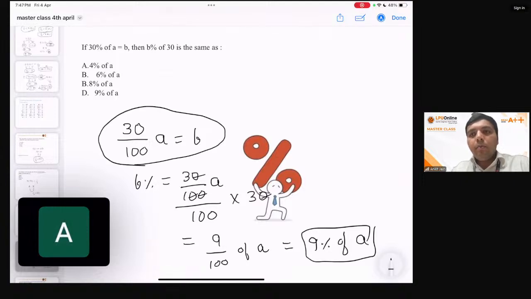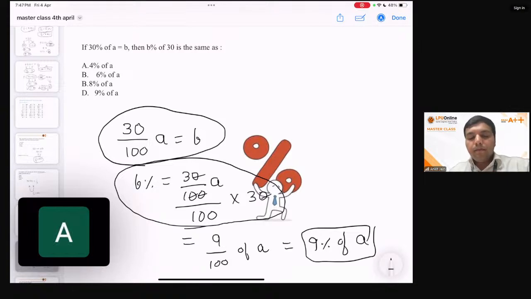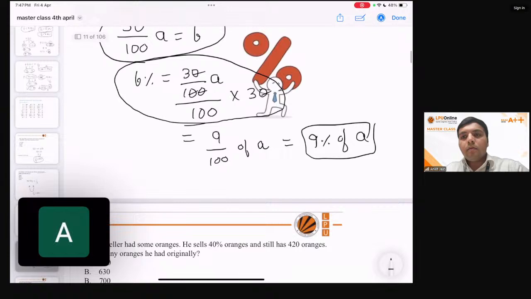B is this. For B percent, we have to divide by 100. When you divide by 100, it becomes B percent. Simple. Okay. Move to the next question.